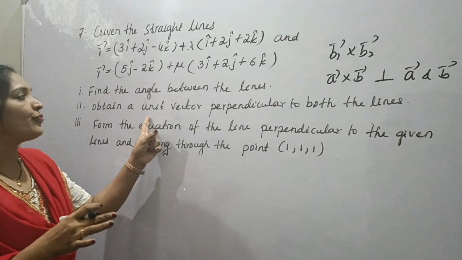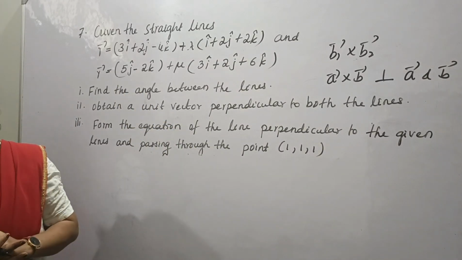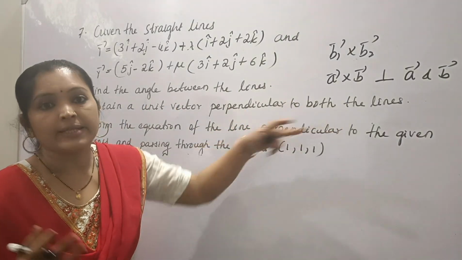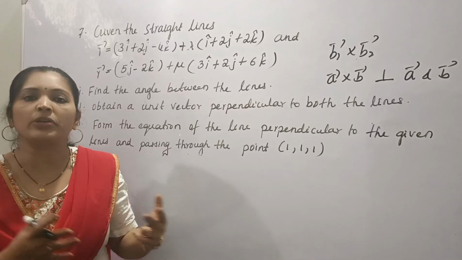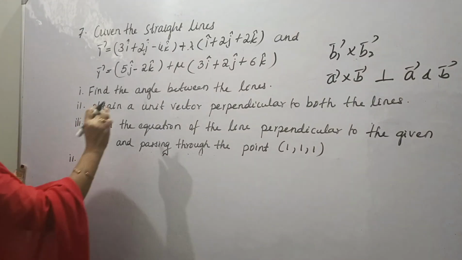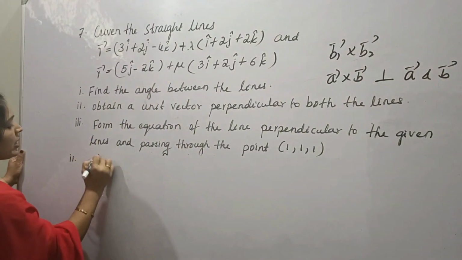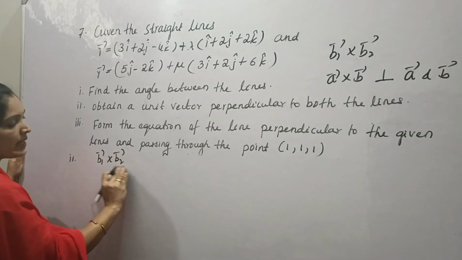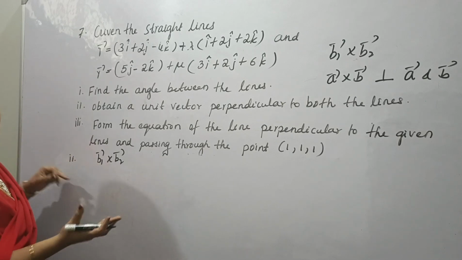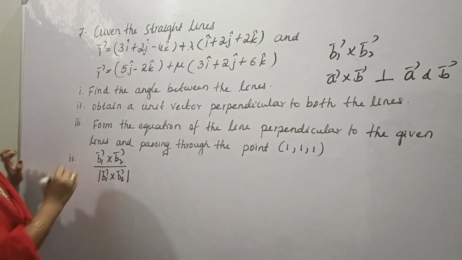So here we have to find the unit vector. We know how to find the unit vector of a vector, right? The unit vector perpendicular to both of the lines is nothing but vector b1 cross vector b2 divided by the modulus of vector b1 cross vector b2. It is the line perpendicular to both of these lines, and we have to find the unit vector, therefore we divide by the modulus of b1 cross b2.